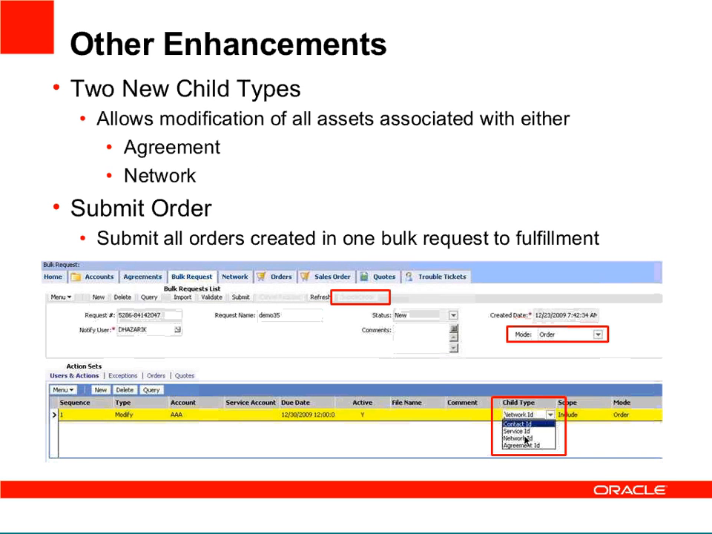Other enhancements include two new child types for the action set. One, agreement, the other, network. Additional functionality to integrate with AIA to support order submission for fulfillment has also been included.